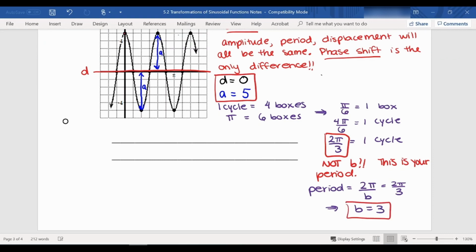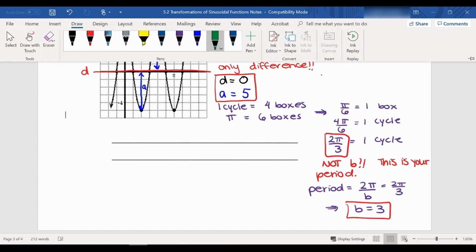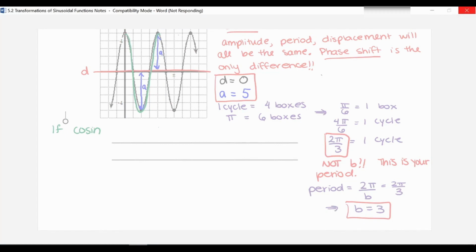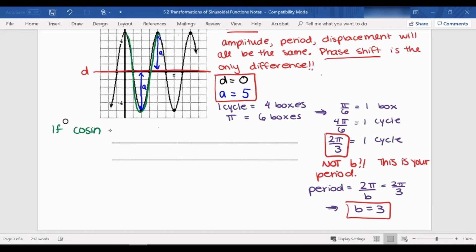The only thing we don't have is our phase shift, because it really depends on if we're looking at this as sine or cosine. So if I look at this as cosine, the nice thing is we'd be starting at the top, moving down and back up to the top, which means we would have no phase shift. So if we look at this from cosine, there's no phase shift, which means C is 0.